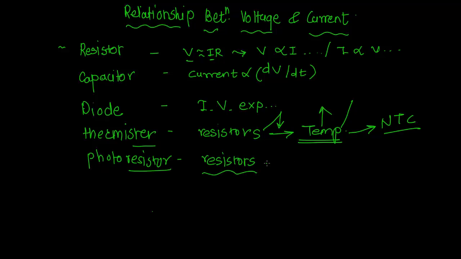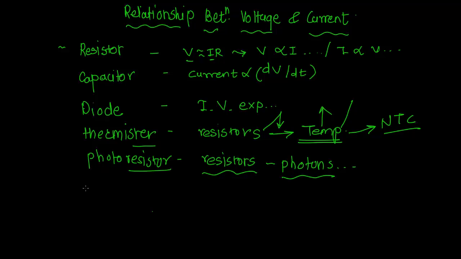The photoresistor has a resistance which depends on light, that means photons. More the light, I think the resistance increases. I'm not sure about that, but it is a light dependent resistor. It's also known as LDR. That's a photoresistor, and these devices are used widely.